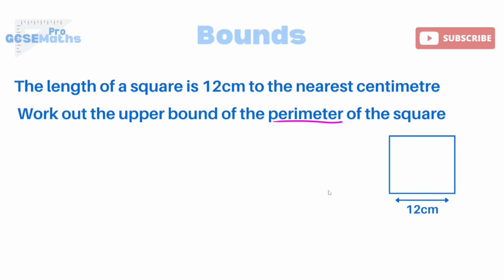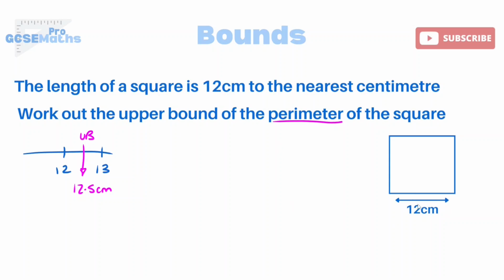So because I want the biggest perimeter, logically I would need the biggest length, wouldn't I? So that means I need to just know the upper bound of the length. I don't need to know the lower bound. So if I quickly draw this, I've got 12. I want the upper bound, so the nearest centimetre one above would be 13, and then halfway. I don't need to worry about the lower bound. If you want to work it out, that's fine, but you don't need it. Halfway is obviously 12.5.